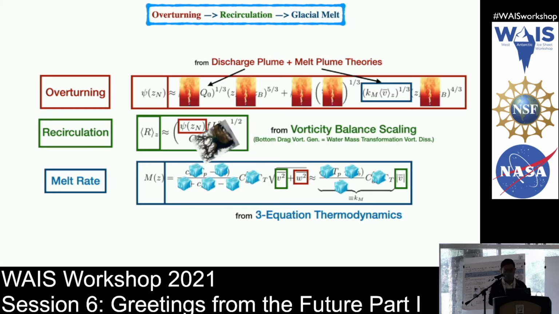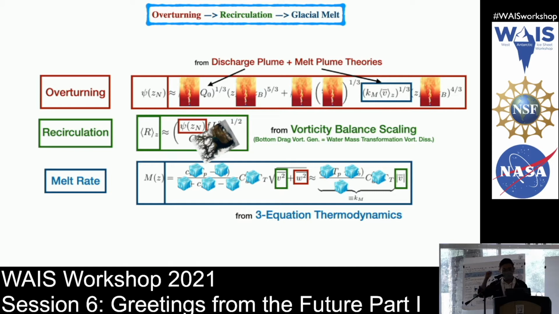so I'm going to simplify this a lot. Even this is kind of complicated, but just to give you some insight into this, the overturning circulation is primarily driven by a discharge plume and a melt plume. And you can imagine for a lot of Antarctic cases, the first term is probably pretty small compared to the second term. That second term depends on horizontal velocity. And this is hinting at the feedback.